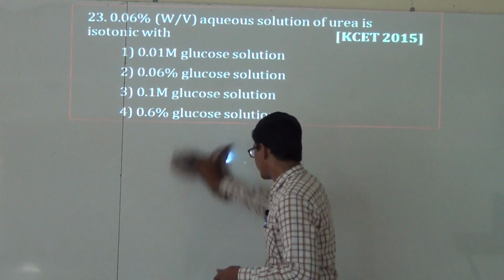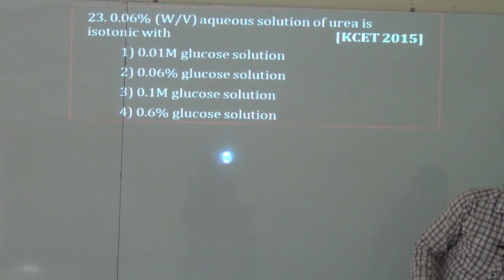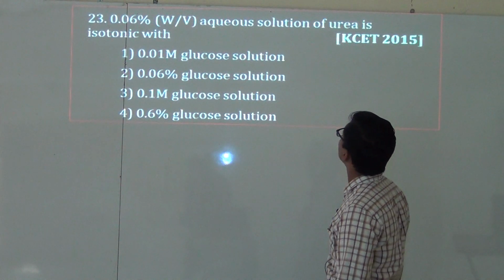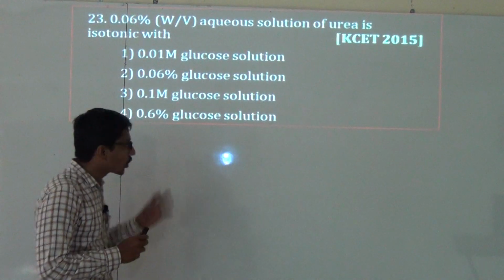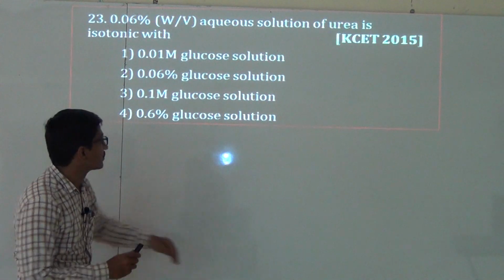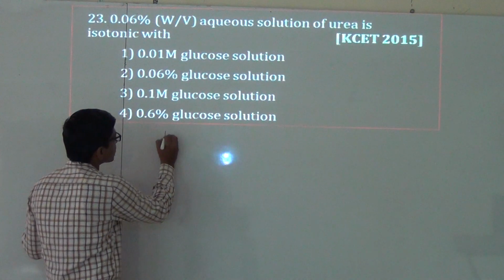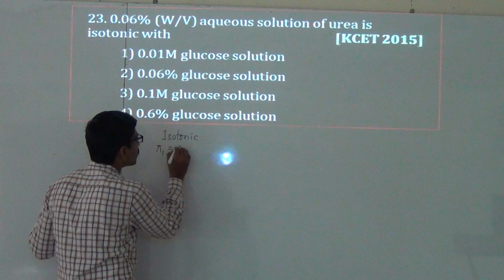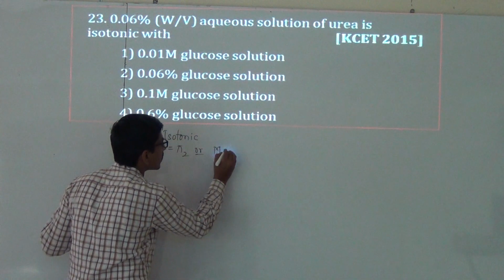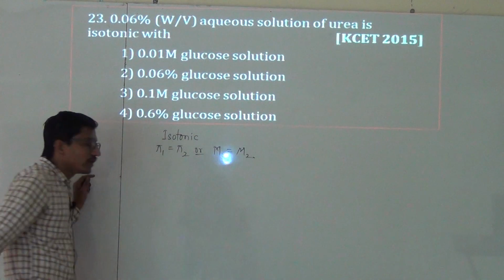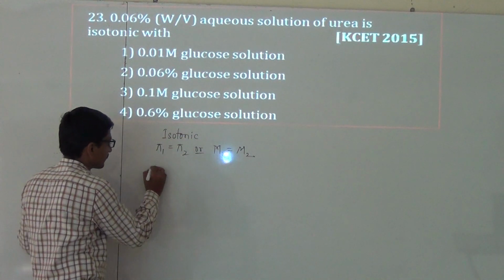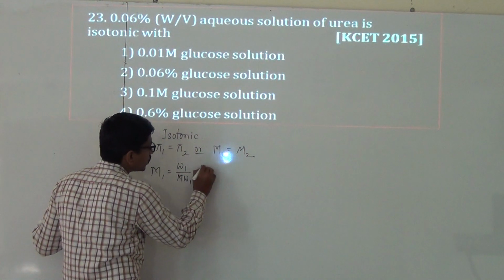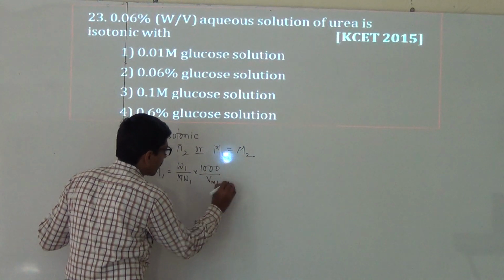Next question, this is a repeated question. A 0.06% weight by volume aqueous solution of urea is isotonic with which solution? Isotonic means we have to calculate the concentration. Isotonic is nothing but pi 1 is equal to pi 2, or m1 is equal to m2. First we have to calculate the molarity of the urea solution. m1 is equal to w1 by molar mass into 1000 divided by volume in ml.